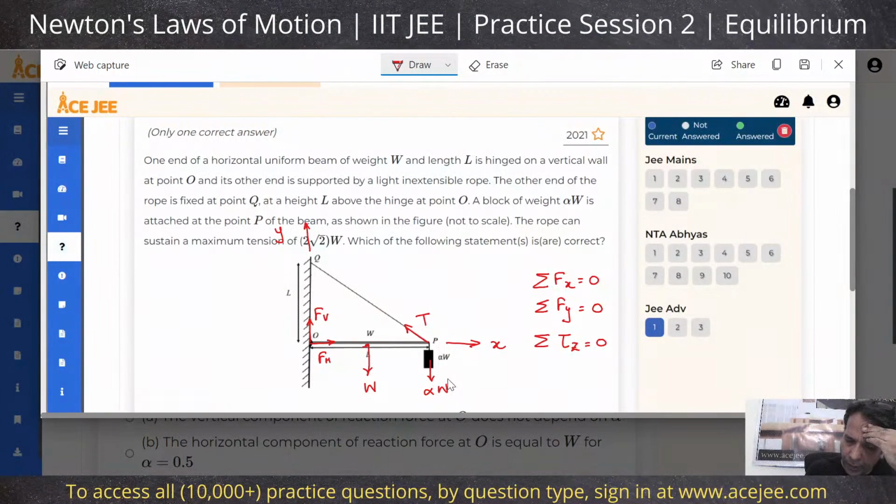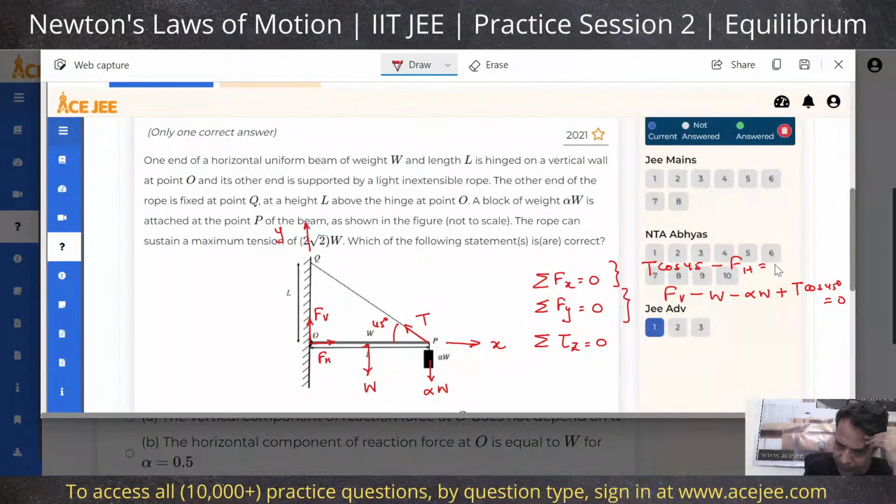So now if you were to write summation Fy equals 0, then you have Fv minus W minus alpha W. And let's say this length is L, and the rod is also of length L. So this angle is 45 degrees. So plus T cos 45 equals 0. Summation Fx equals 0. What does that give me? That gives me T cos 45 minus F horizontal equals 0.